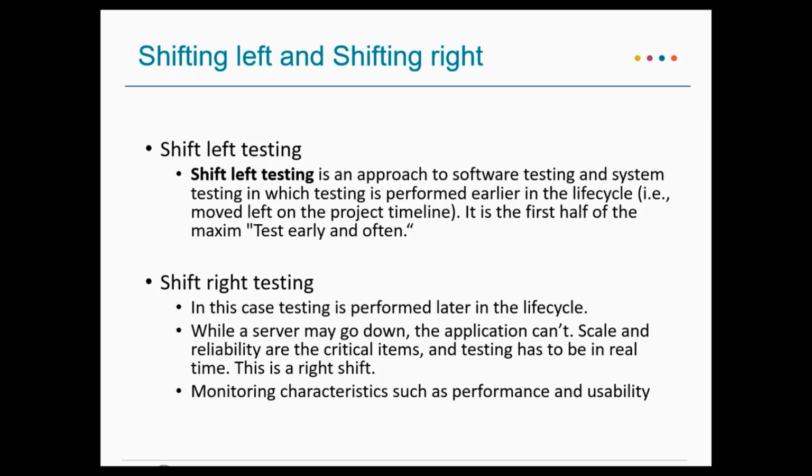And that is what shift right is. Those types of testing should be done at that moment only, at that level only, right? Monitoring characteristics such as performance and usability, we can't do a lot on the left side. We have to do them on the right side. Beta testing we do lots of times, right? We have to provide a beta release and see what feedback is coming from the actual users. There could be lots of other ways to do that also.